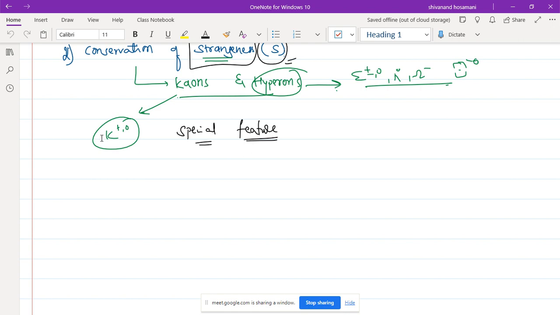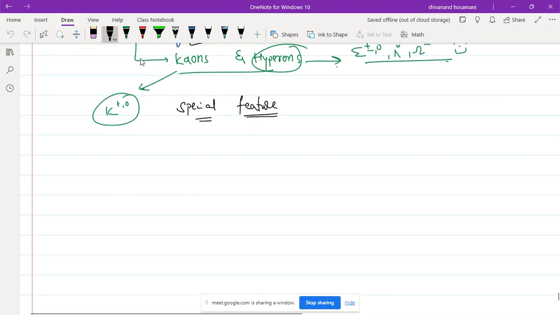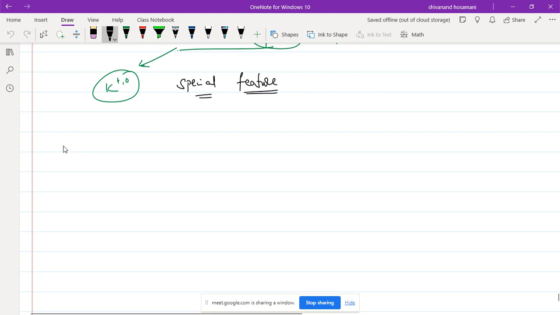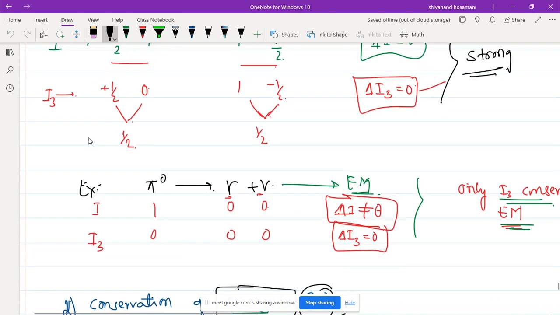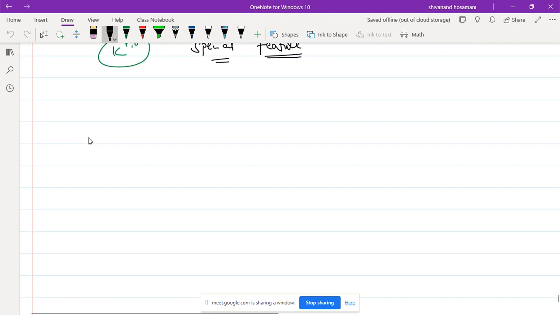So, is the screen visible properly? Everyone? Yes. Okay. So nuclear physics. Yes, sir. So nuclear physics concept.